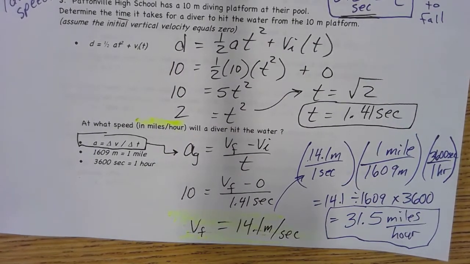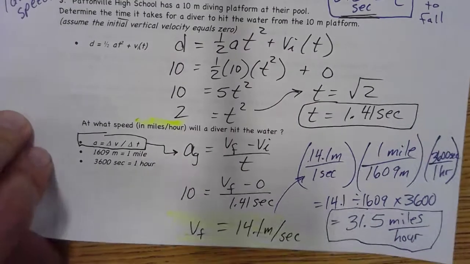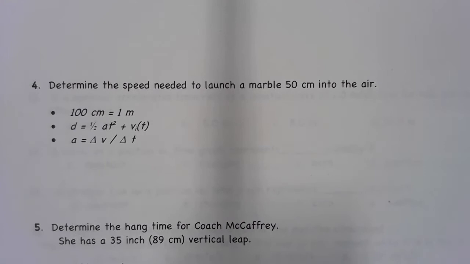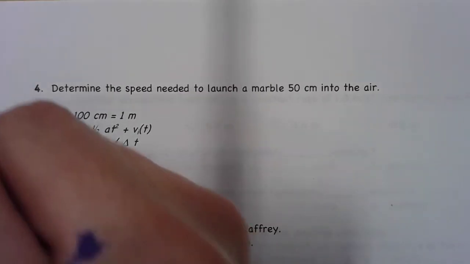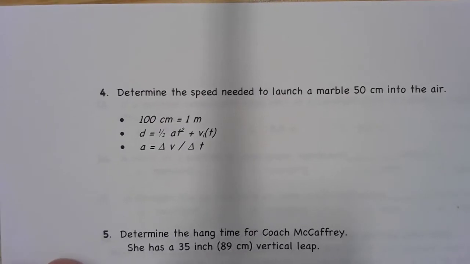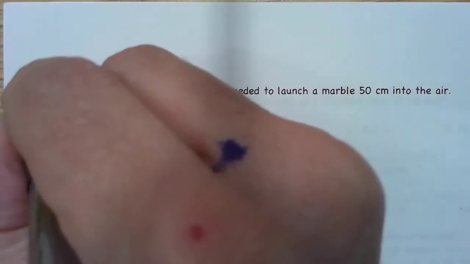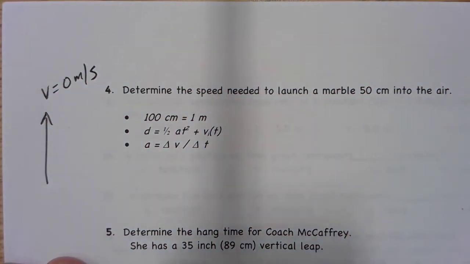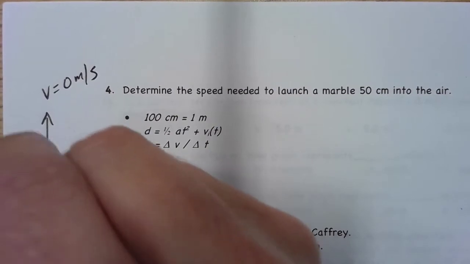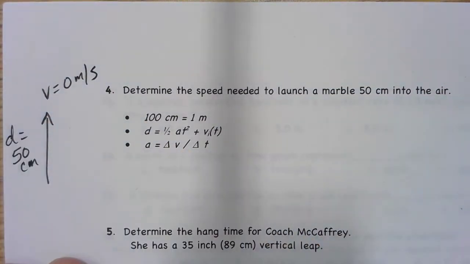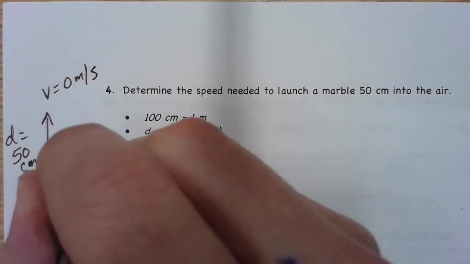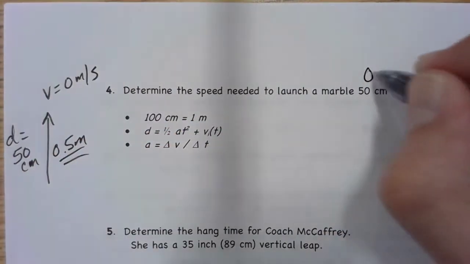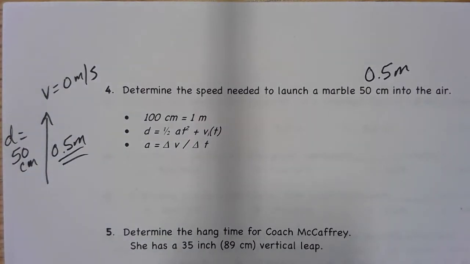Okay. All right. So, some more free fall problems. Hopefully this is helping a little bit. Okay, so let's look at number 4. The speed needed to launch a marble. Once again, what helps me on a lot of these is the picture. I like to remind myself, even when I launch things, they stop at the top. The distance is 50 centimeters up in the air. That's the distance it goes. Now that is half a meter. So it's important to remind yourself we want to use meters here.